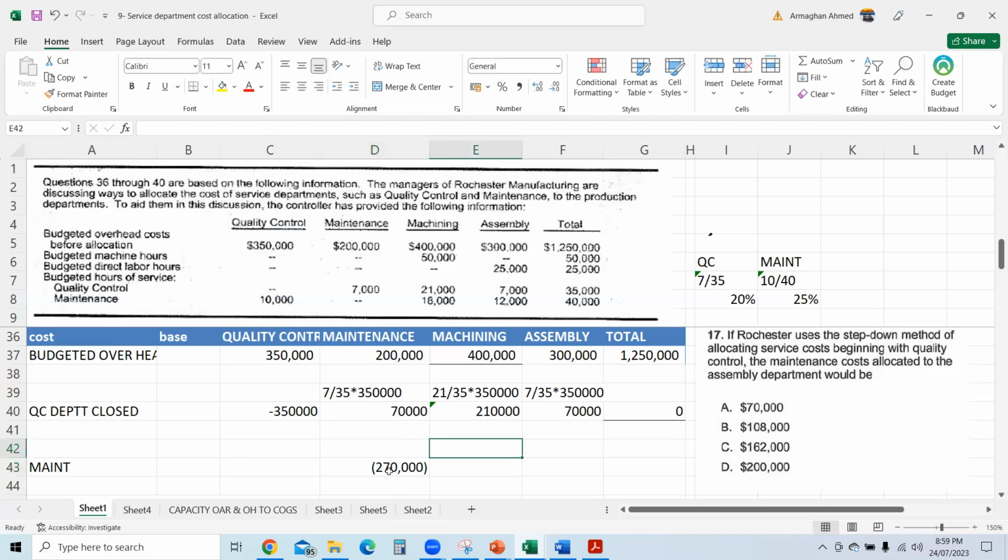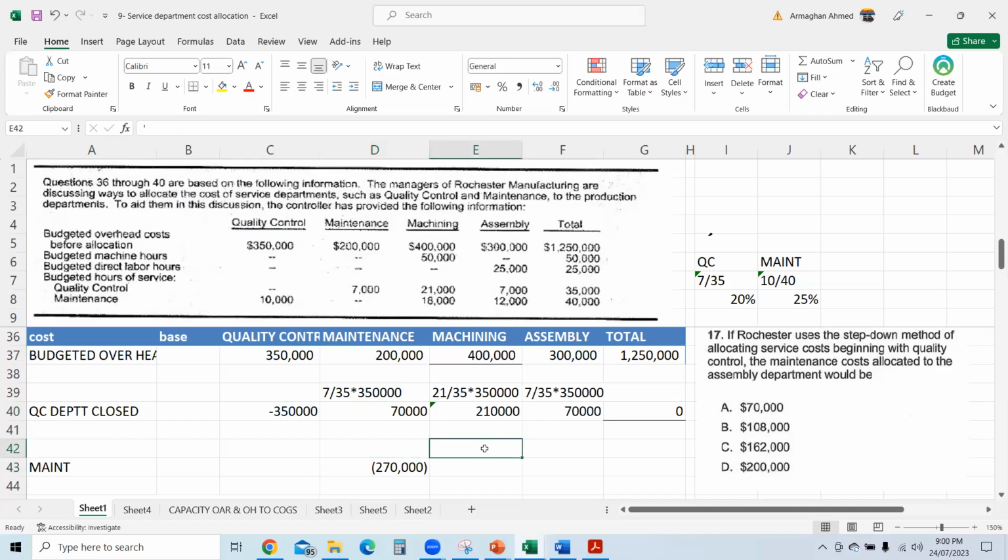And here, how will I allocate now? Maintenance has 200,000 already there, and 70,000 from this one, right? Total 270,000. Because 200 is its own cost, but 70 we received from quality control. Okay. 270, right?